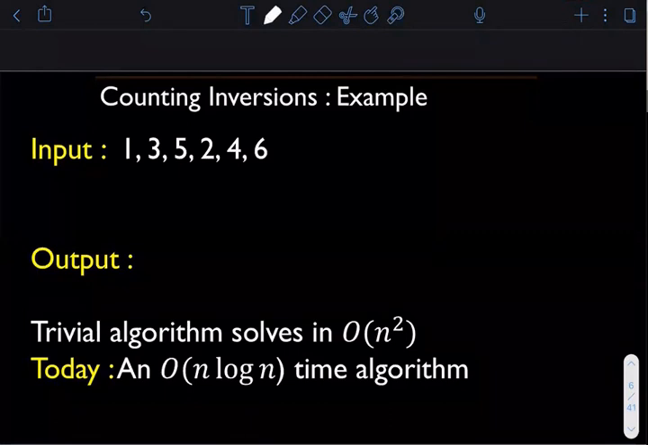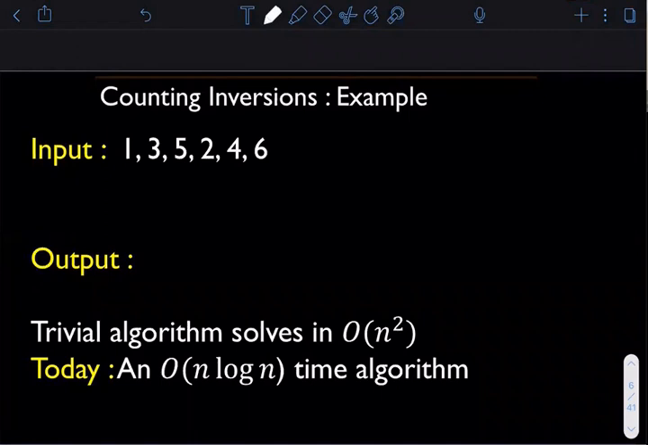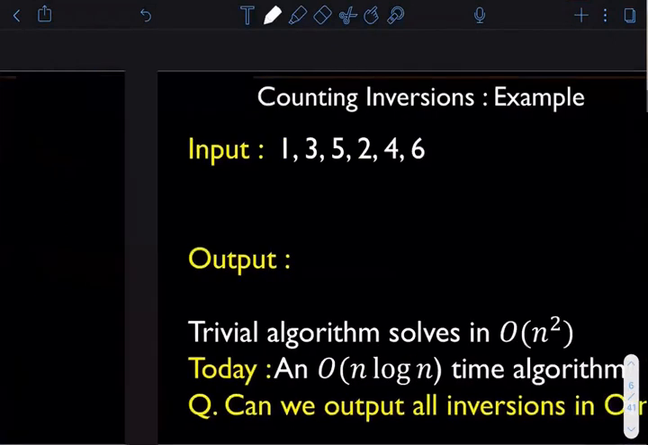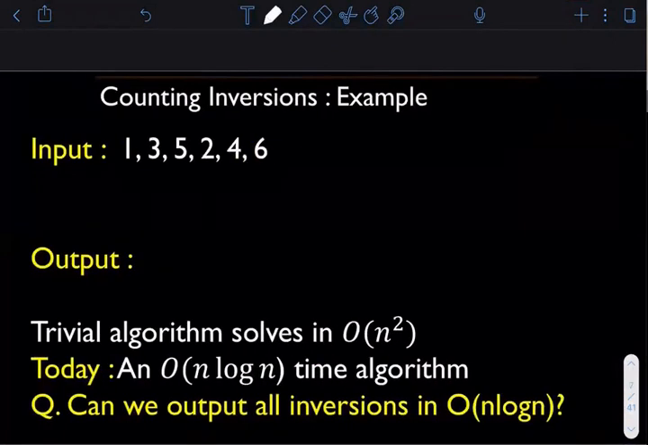Okay, good. Now here is the point. Remember, there is a subtle point here. Let me actually ask you this question. Can we actually output all the inversions in order n log n time?